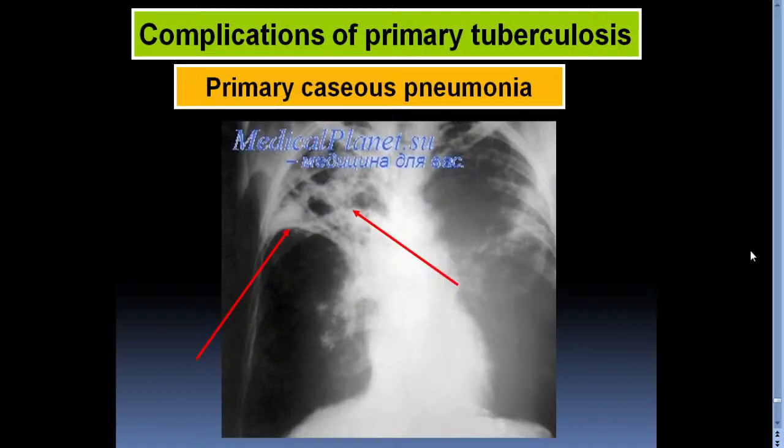Primary caseous pneumonia can also form as a complication of primary TB. This is affection of one lobe of the lung or more than one lobe, with many cavities of destruction. And on this X-ray we can see decrease of pneumatization of the upper lobe of the right lung with a clear contour along the horizontal fissure, with many cavities of destruction and with dissemination in both lungs, the right lung and the left lung.